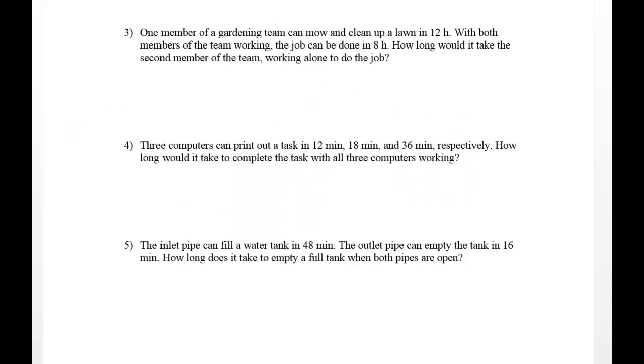All right, for our final three problems here, we have a gardener of a gardening team who can mow and clean up a lawn in 12 hours. So we know this person's rate right here, and then what we're going to do is set this equal to 1. Now it says, with both members of the team working, so there's another teammate here, the job can be done in 8 hours.